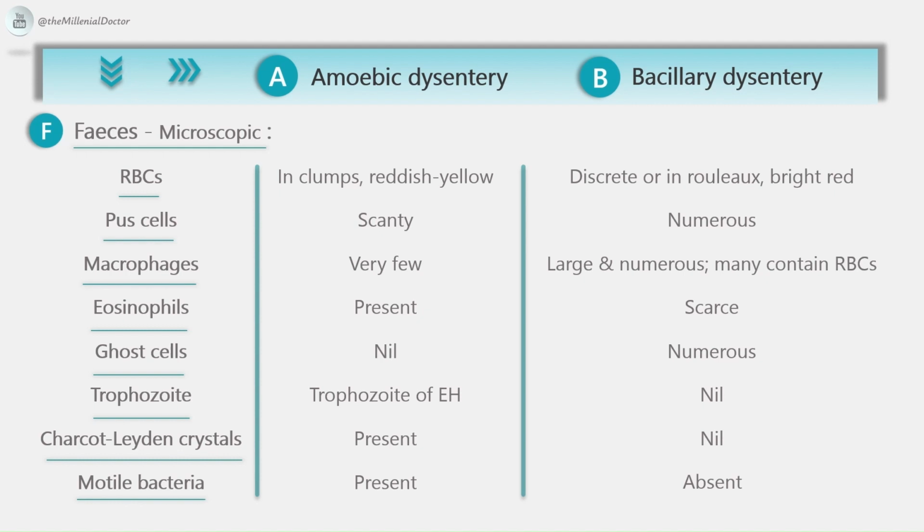Eosinophils are present in amoebic dysentery and scarce in bacillary dysentery. Ghost cells are nil in amoebic dysentery and numerous in bacillary dysentery. Trophozoite: the trophozoite of Entamoeba histolytica is present in amoebic dysentery, whereas it is absent in bacillary dysentery. There are Charcot-Leyden crystals in amoebic dysentery, absent in bacillary dysentery, and motile bacteria are present in amoebic dysentery and absent in bacillary dysentery.